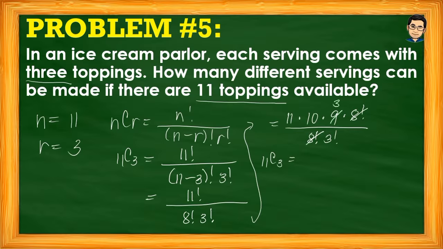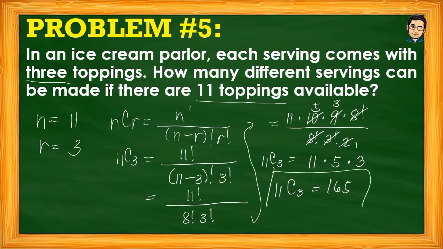And then, yung ating 3 factorial will become 2. And then, 10 tsaka 2, pwede na natin i-cancel out yan. 2 will become 1. And then, 10 will become 5. Then, multiplying the remaining factors, 11 times 5 times 3 will give us 165. So, ibig sabihin, meron po tayong 165 different servings.